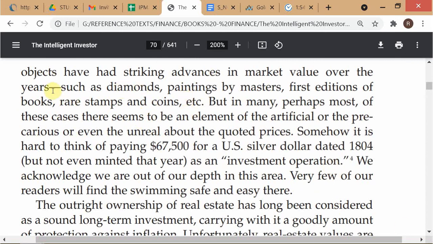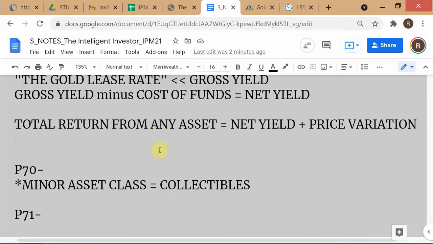Now there's a term that you should learn here. There are these types of investments like diamonds, old masters, paintings by masters, Picasso and Rembrandt and all these kinds of people. Okay, so old masters. Then you have fresh paintings also. There are new things also called NFTs. Have you guys heard of NFTs? No? Nobody's heard of NFTs?